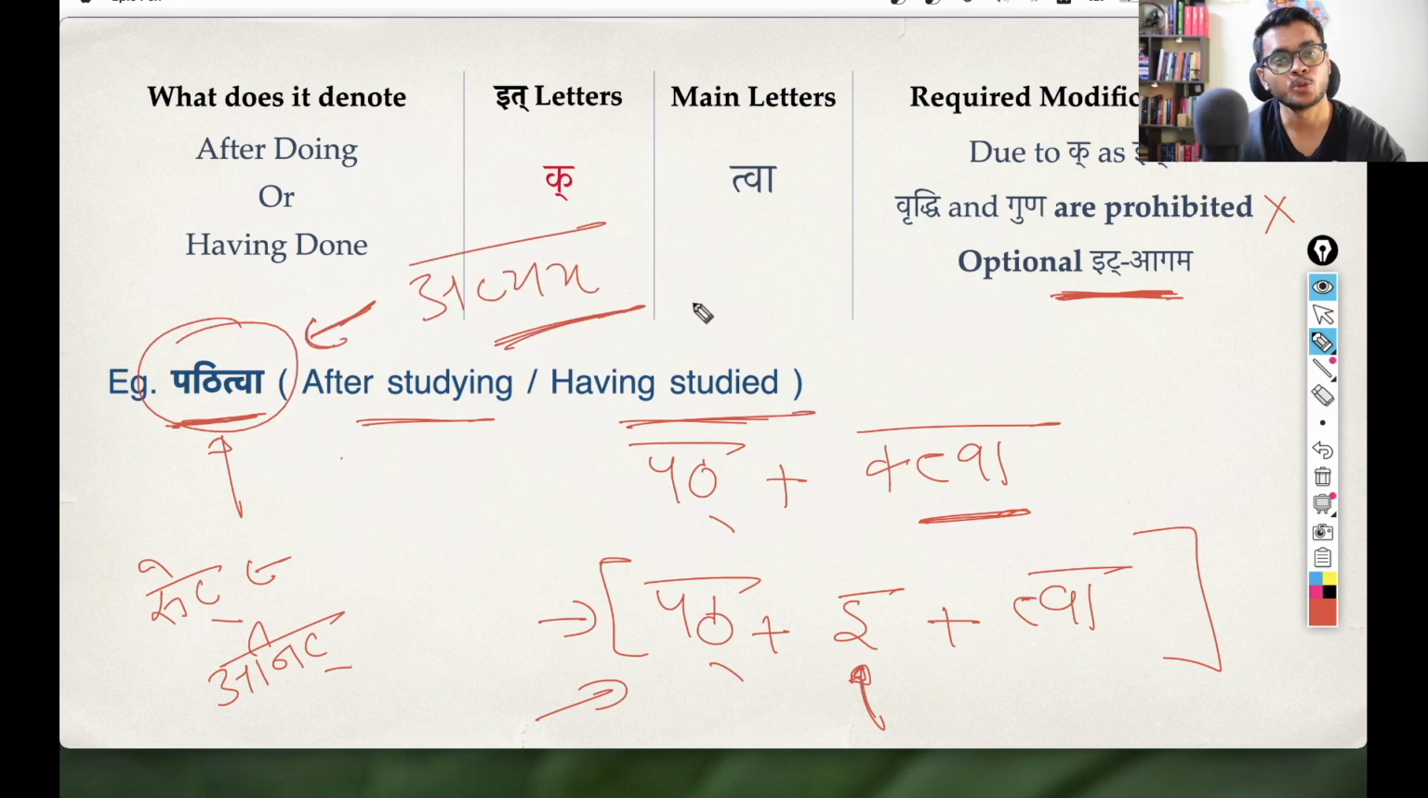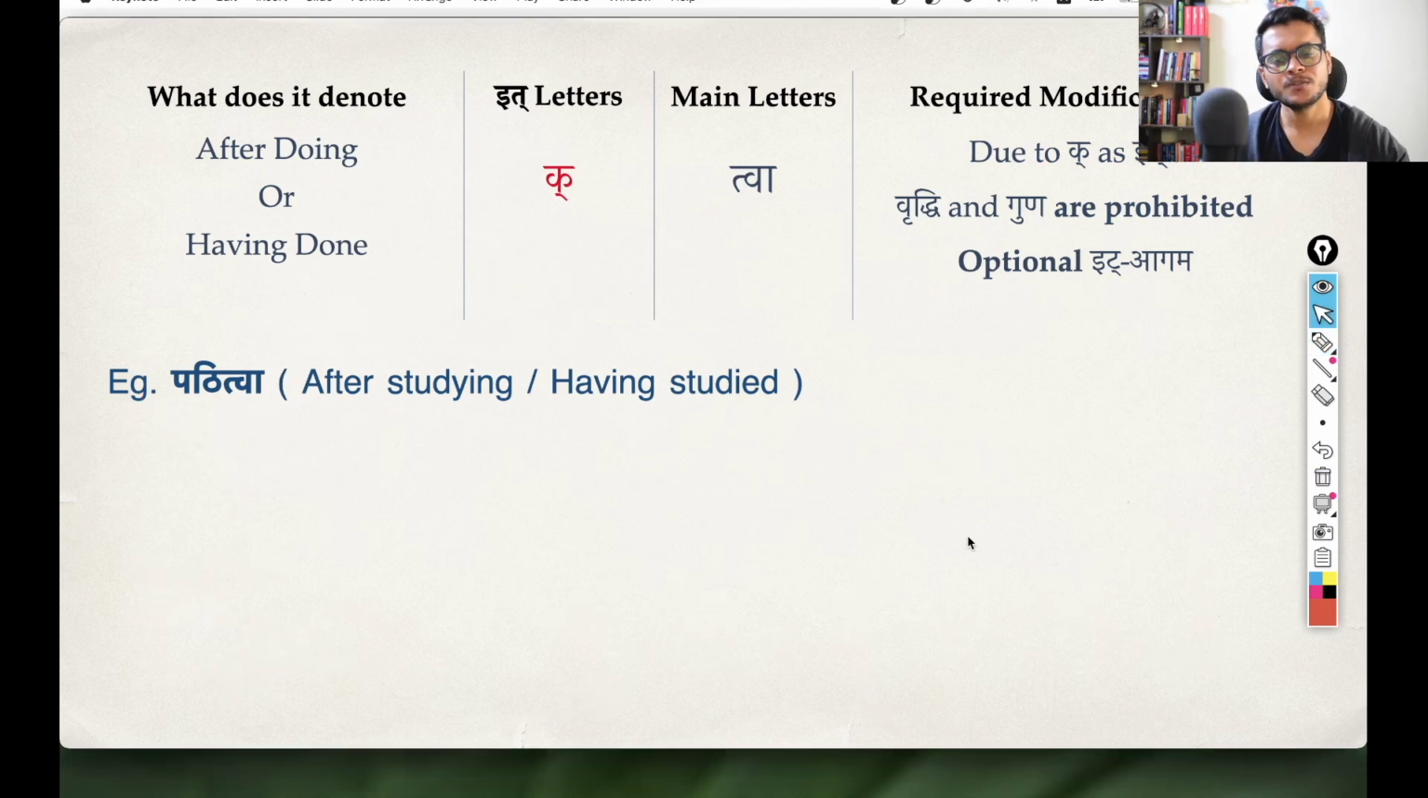Because twa, lyap, tumun, all the suffixes that we are going to see today, they create an avyaya, an indeclinable. Whether you are using it for a pullinga or a strilinga, or prathama vibhakti or panchami vibhakti, bahuvachan, ekvachan, it doesn't matter. Patitva stays the same because this is an avyaya. Okay, so far so clear. Now let us see a few more examples.